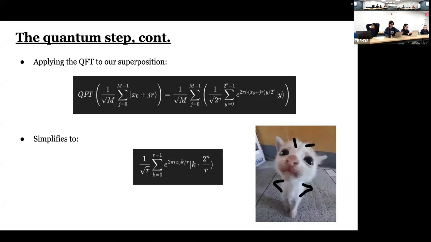So we're going to apply this to our superposition. And this is the resulting equation that we get. And this simplifies to this one right here. There were a lot of steps.